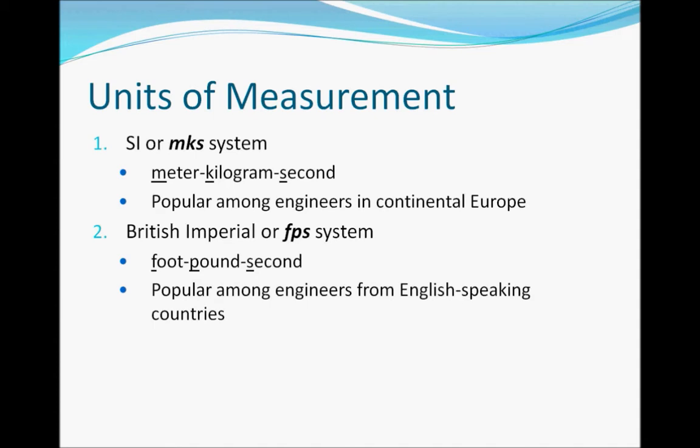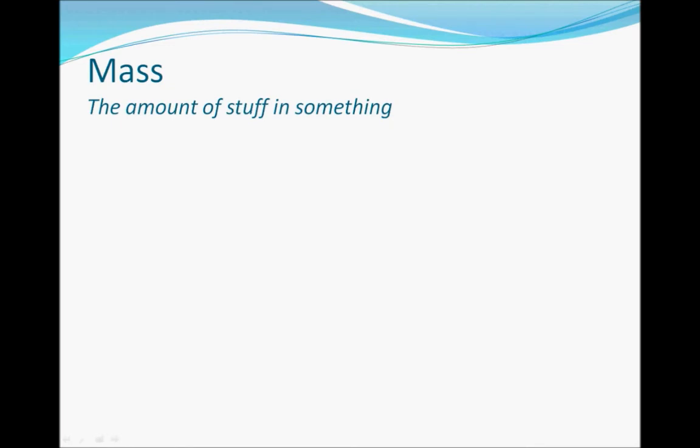So let's take a closer look at some of the units used by these two systems. We'll start with mass, which I give the very vague definition of the amount of stuff in something. Stuff in this case is matter, and this isn't a very good scientifically correct definition, but this presentation isn't designed for theoretical physics, so this is what I'm going to go with for now.